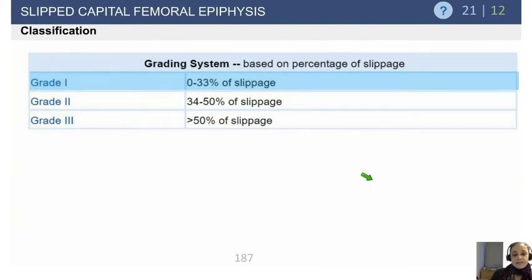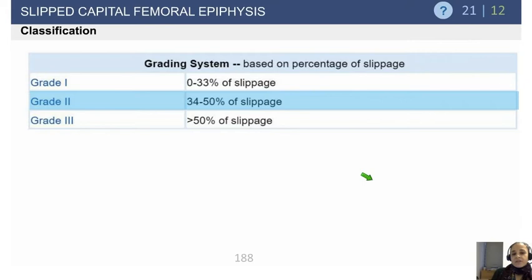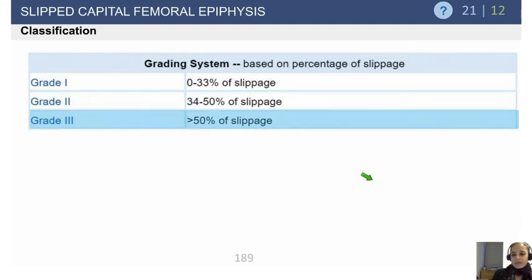There's a grading system, the Wilson percent displacement, and this gives you a grade 1, 2, or 3 based on the percentage of the femoral neck that is uncovered when the head slips off. So 0 to 33% is grade 1, 34 to 50% is grade 2, and greater than 50% is grade 3.